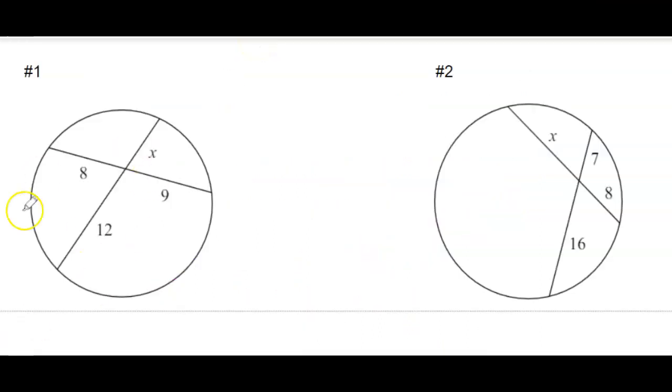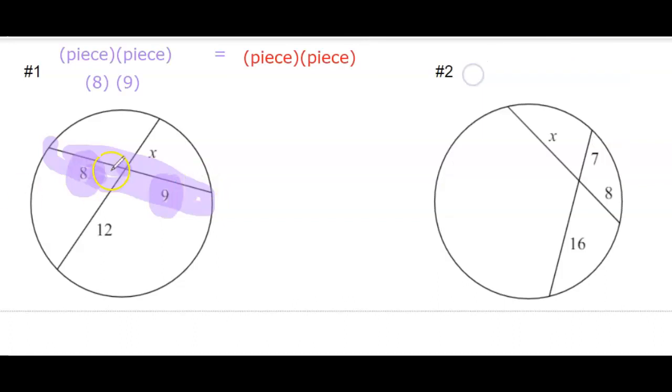Okay, so let's try number one. I have two chords that intersect right here, inside the circle. So I'm going to pick one to highlight. It doesn't matter which one you highlight. I'm going to highlight this one. So I ring it. One piece is 8 and the other piece is 9, so I'm going to write 8 times 9. 8 times 9 is going to be the same thing as 12 times x. So I'm going to write 12 times x.